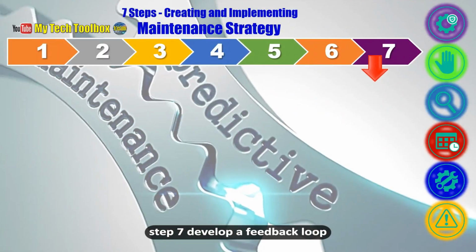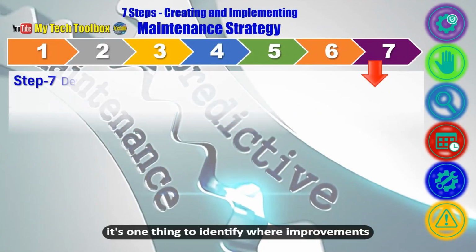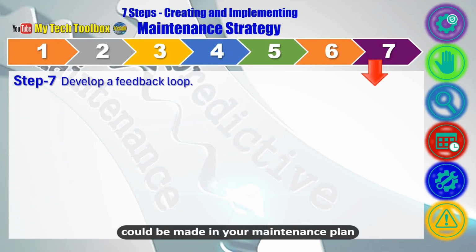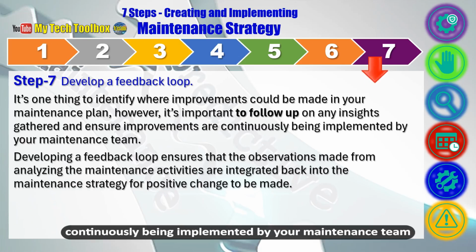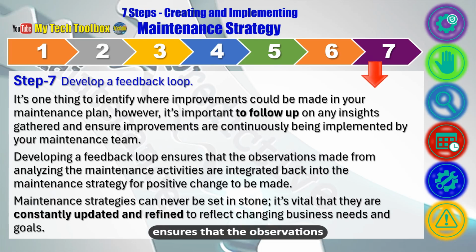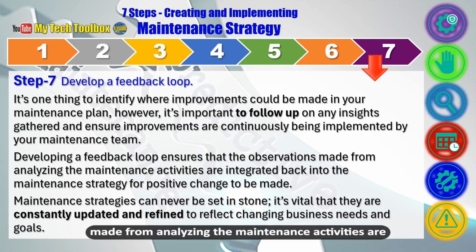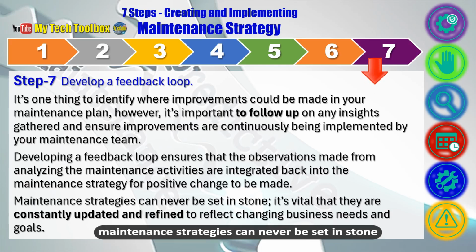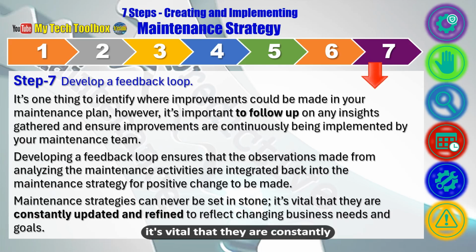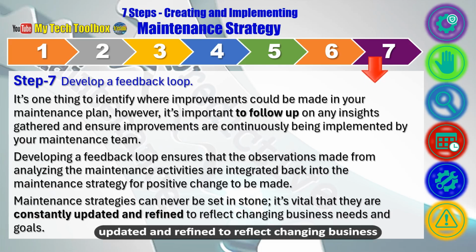Step 7. Develop a feedback loop. It's one thing to identify where improvements could be made in your maintenance plan. However, it's important to follow up on any insights gathered and ensure improvements are continuously being implemented by your maintenance team. Developing a feedback loop ensures that the observations made from analyzing the maintenance activities are integrated back into the maintenance strategy for positive change to be made. Maintenance strategies can never be set in stone. It's vital that they are constantly updated and refined to reflect changing business needs and goals.